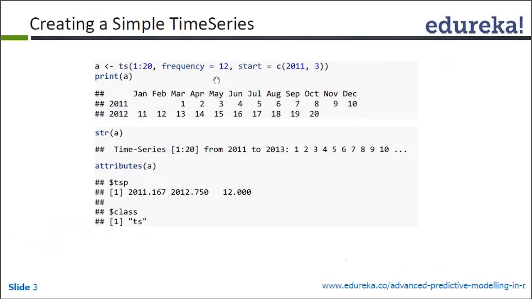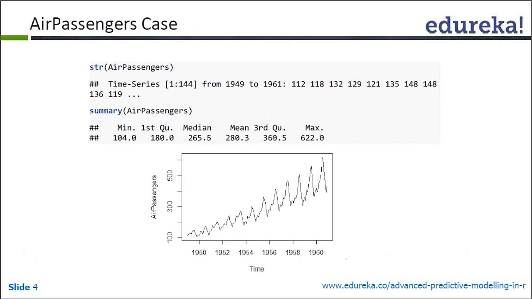So here I took 1 to 20, with frequency 12, starting from 2011, third month, and print. It started from 2011, third month, and went up to 2020. That's it. And the digits 1 to 20 are my data set. This talks about the time series data and its attributes.